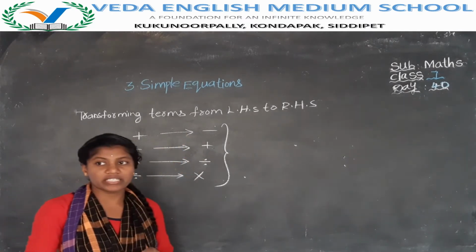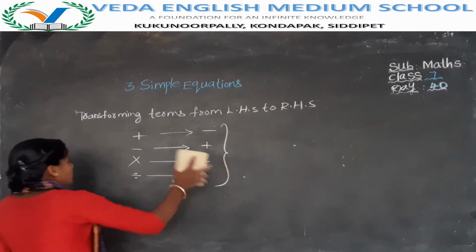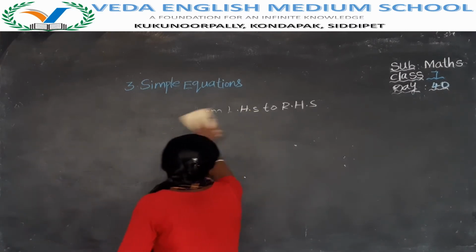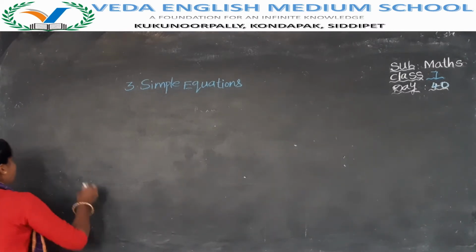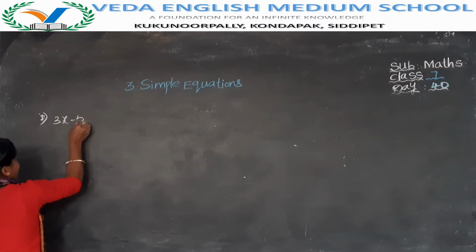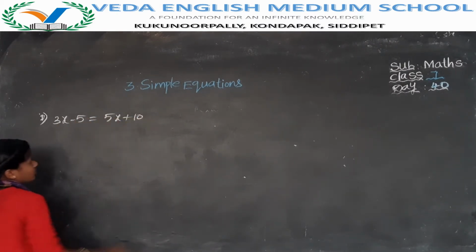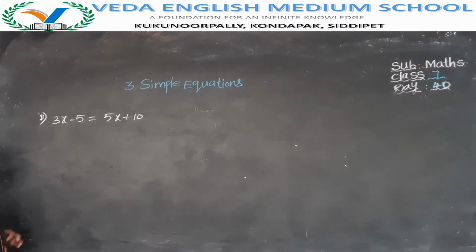So we have learned this, and we have learned how to find the solutions also. Once again I will explain one problem, and today we will go to exercise 2. Now see one question: 3x minus 5 is equal to 5x plus 10. Find the value of x.